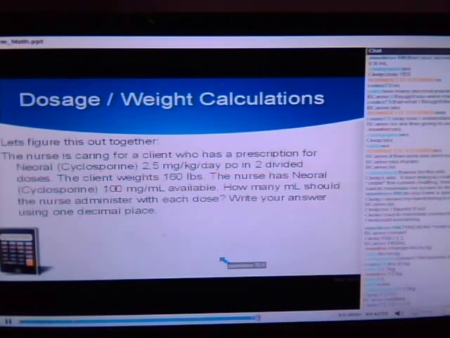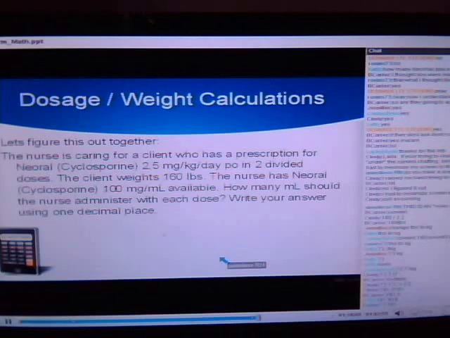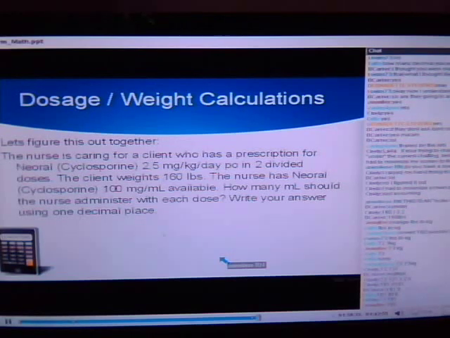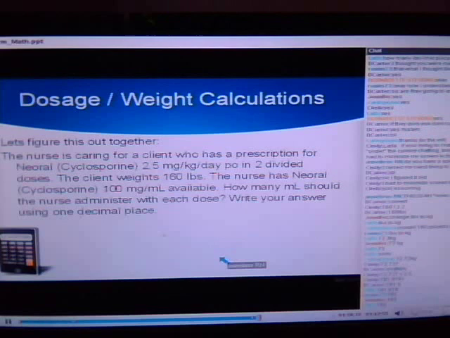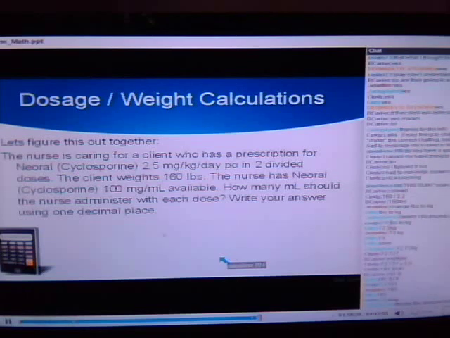Well, again, it's impossible for me to give 181.8. So at this point, you can round it. So we have to give him 181 milligrams daily. We have on hand 100 milligrams per milliliter. So how many milliliters do we give this young man or this client daily?